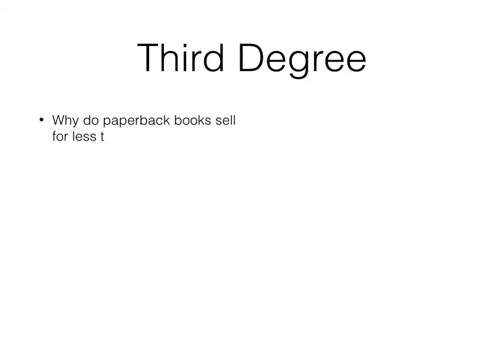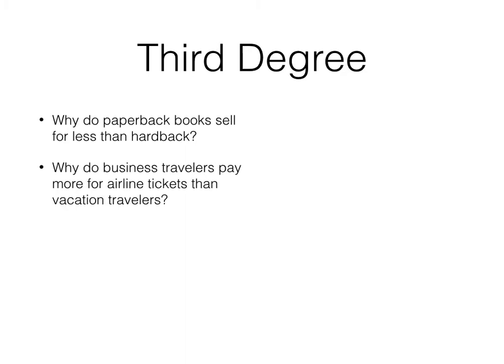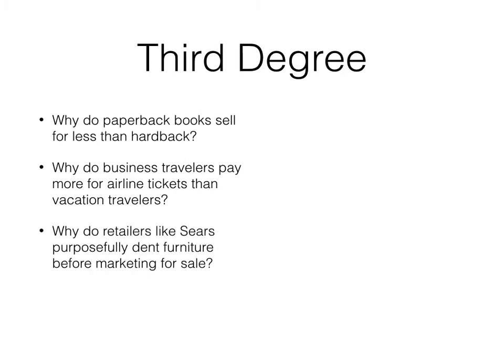The last one we look at is called third-degree price discrimination. This is more common. We see this more often. You'll see a paperback book sell for less than a hardback book. Computers or cell phones, when they first come out, sell for more than they do a year later, after the early adopters, who have a more inelastic demand curve, have bought them. Business travelers pay more for airline tickets than vacation travelers. That would be third-degree price discrimination.